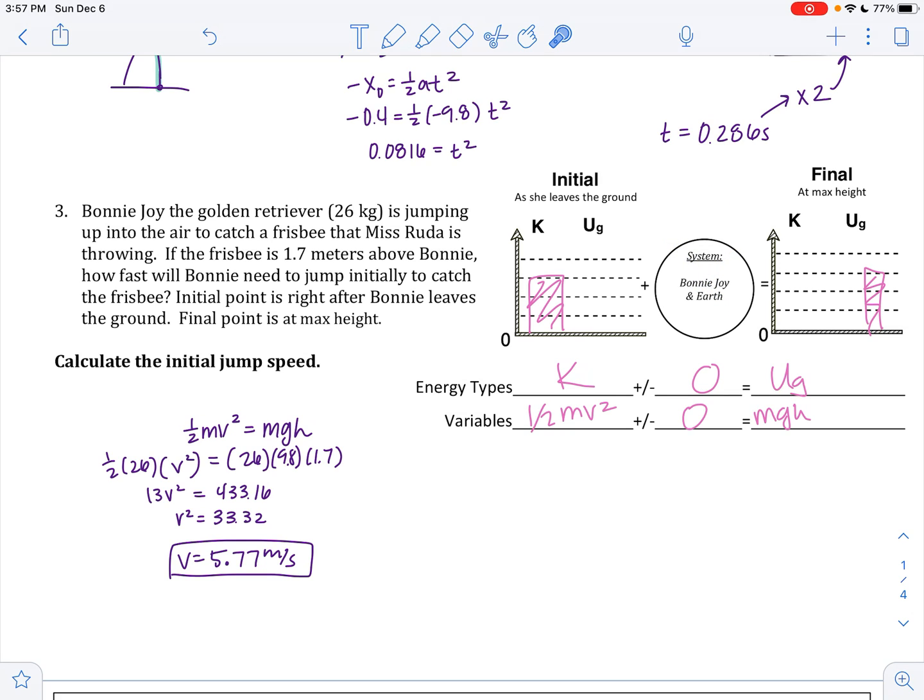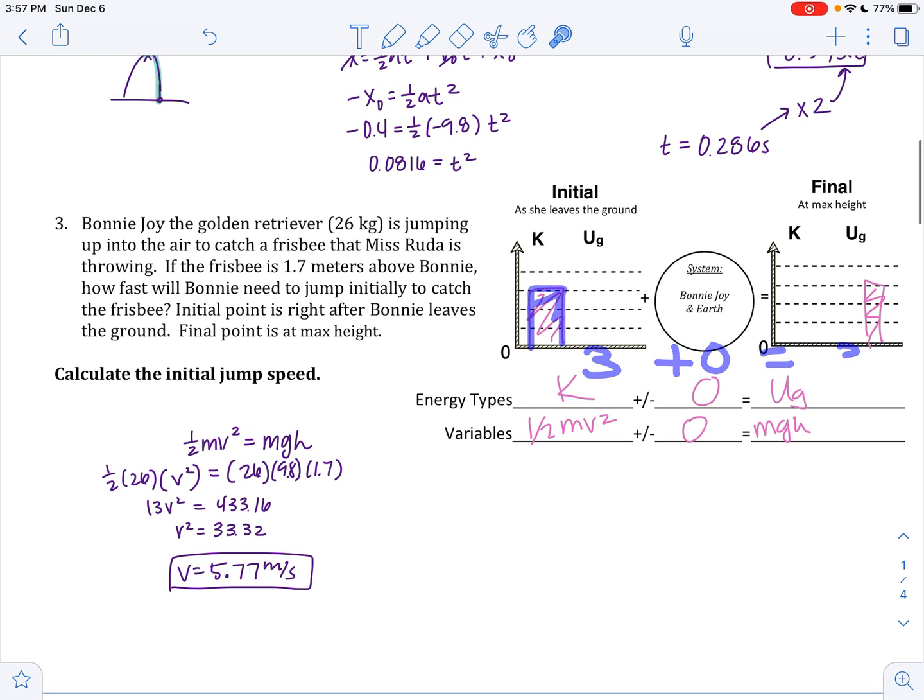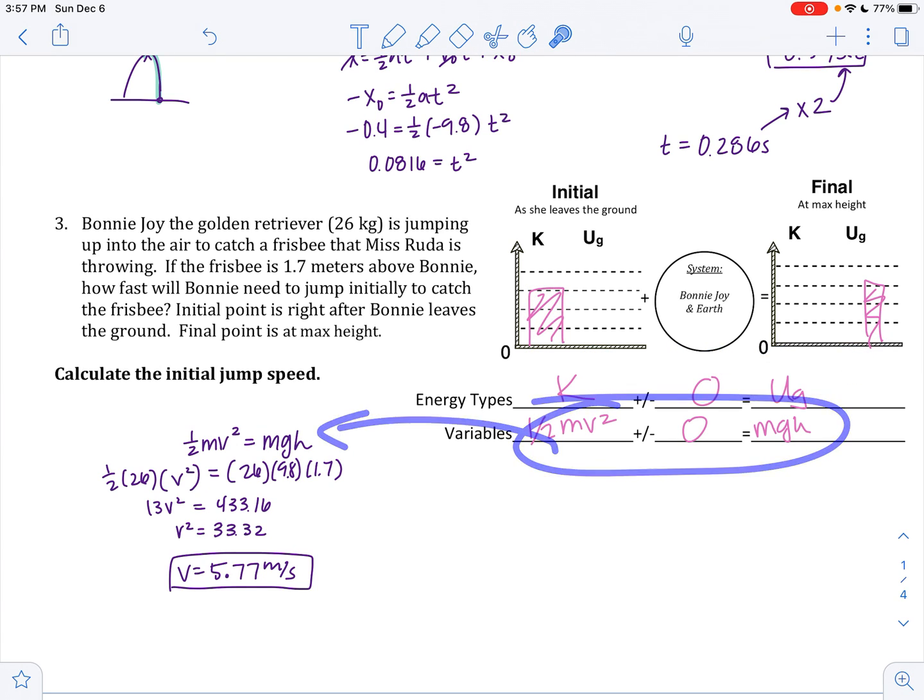Let's do a conservation of energy check. I got 3 boxes here. So 3 plus 0 has better equal 3. And it does, so that's good. So I'm just going to copy my equations down here for my work. 1/2 mv squared equals mgh. And then her mass is 26 kilograms. I'm solving for her launch speed.